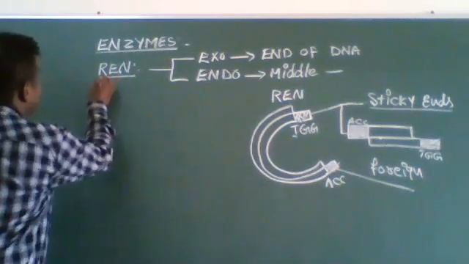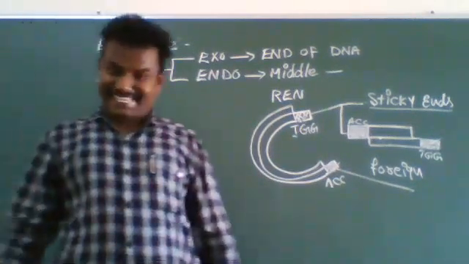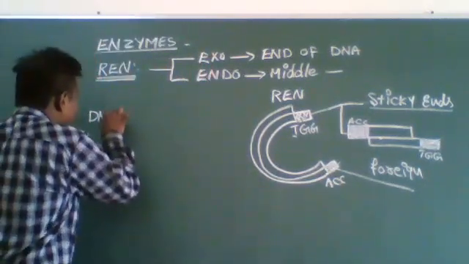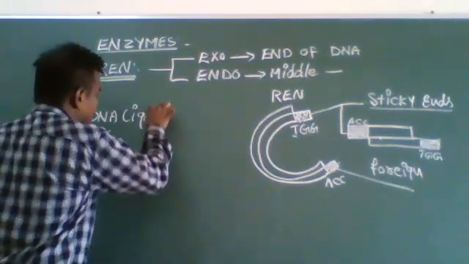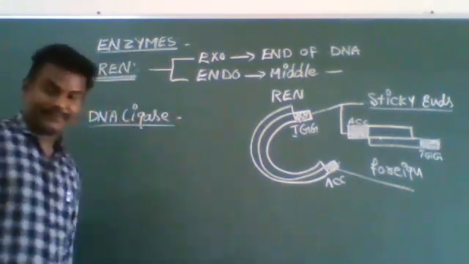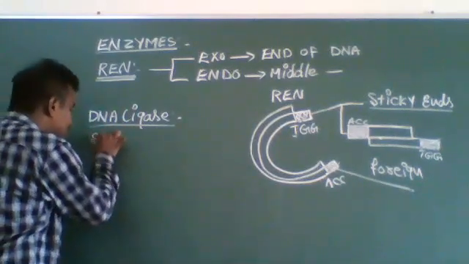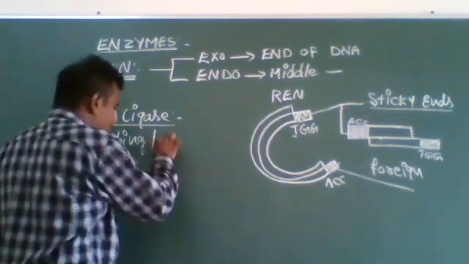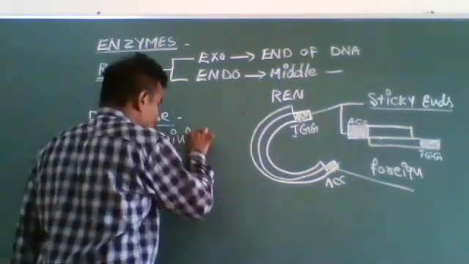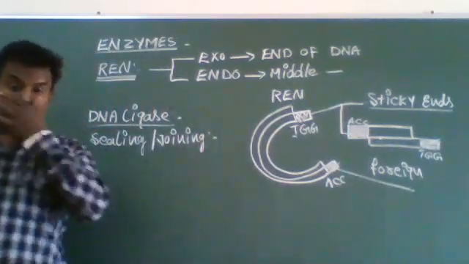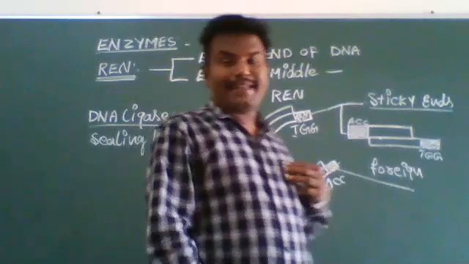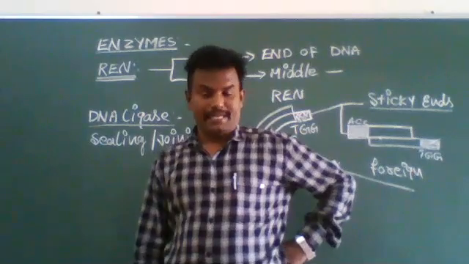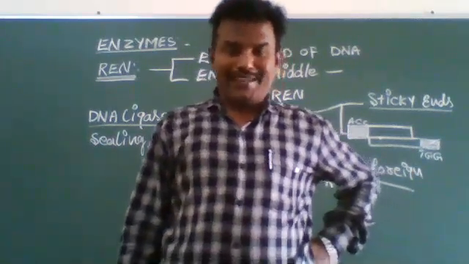That is the first enzyme, restriction endonucleases. Next, DNA ligase. It is also called sealing enzyme or joining enzyme. Sealing or joining enzyme, that is called DNA ligase.